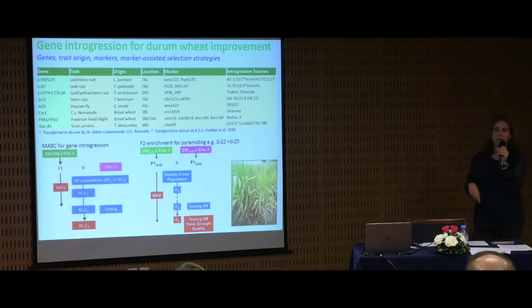I was just thinking, if we don't have the marker for that gene, is it possible to do that F2 enrichment based on the phenotypic data? Yeah, you can do backcrossing without markers, no problem. The addition the markers give you is the certainty that your gene is there, which you don't necessarily know in a backcross approach. But if you can get a good phenotype, I think that also works.